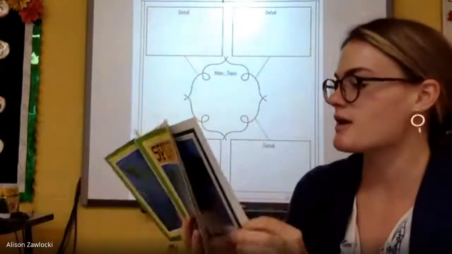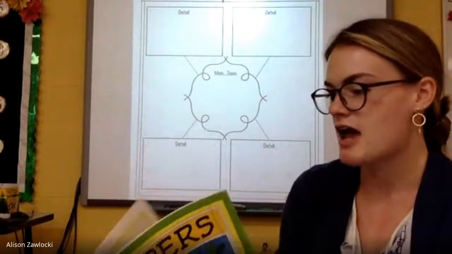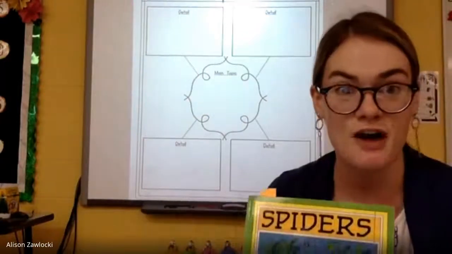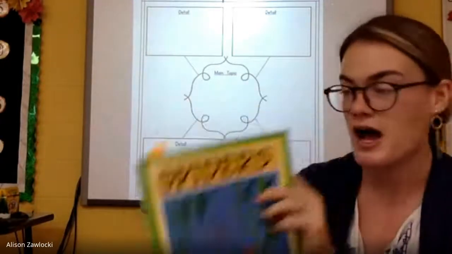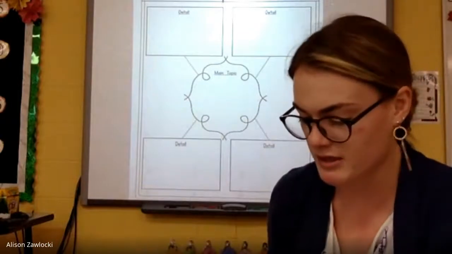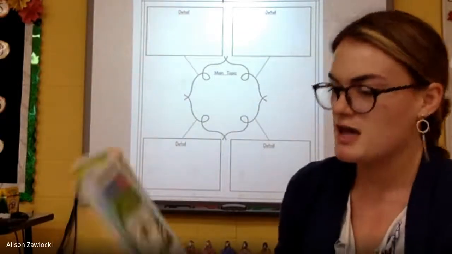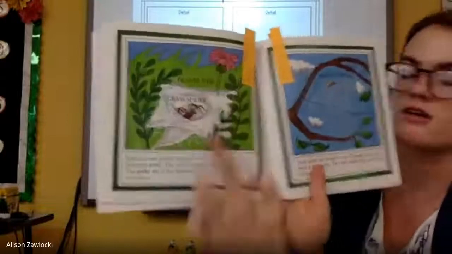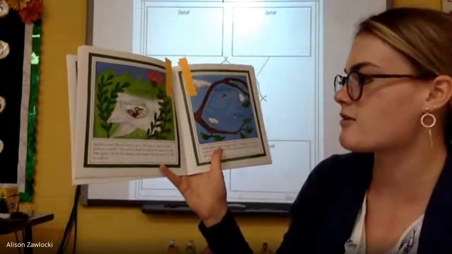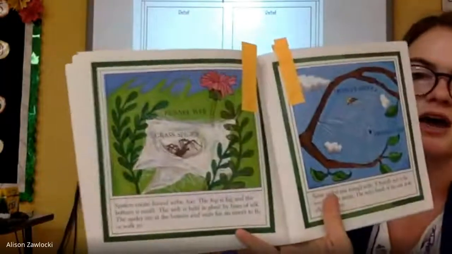So we are going to pause right there, and then we will read the second half of this book tomorrow. I want to show you a couple things real quick that you will see in your Seesaw activity. So I see a type of spider right here. This is called a grass spider, and the grass spider makes a funnel web.